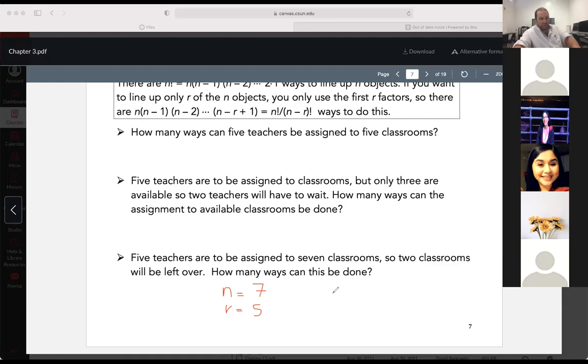What's the formula going to be? 7 factorial over 2 factorial, which is 2,520. Could someone check my math? Yeah, I got that too. All right, 2,520. How are you computing it mentally?